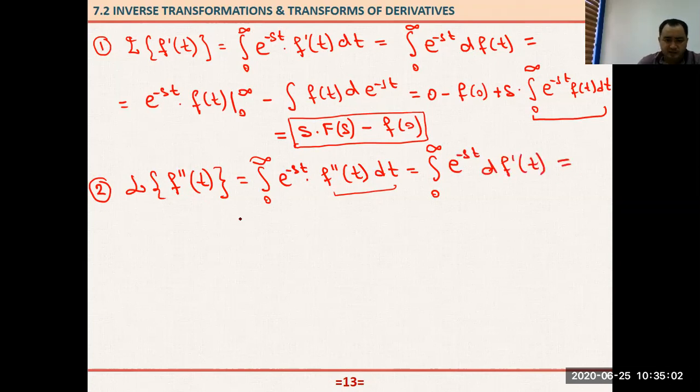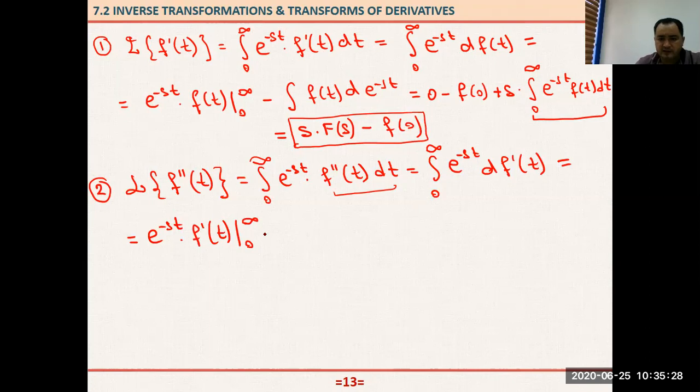And again, integrating this by parts. So here we have e to the power minus st times f prime of t, evaluated from 0 to positive infinity.